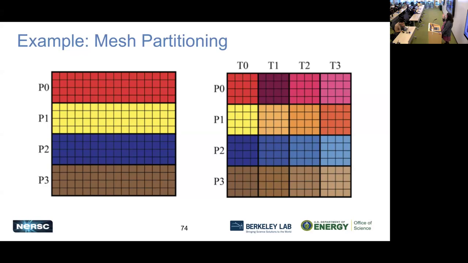Now, typically, let's say you also have four threads on each process. Then you're going to further subdivide into four little subregions in your mesh, in your rectangle there. And each of those has to communicate with their counterparts across those MPI process borders.